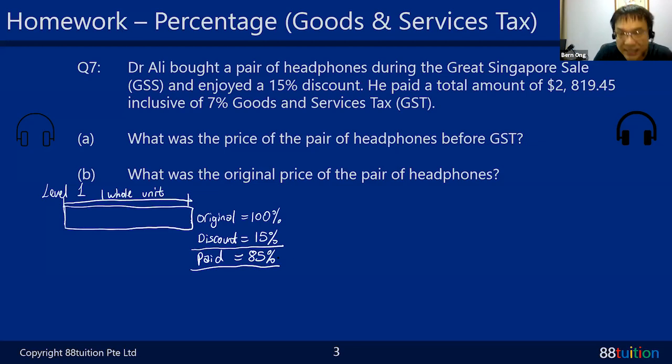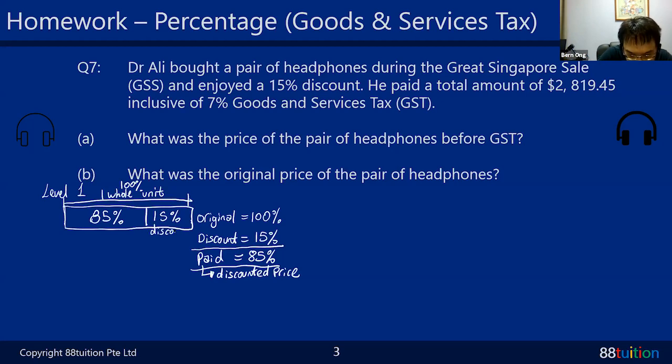And this amount paid can be counted as what? We call this the discounted price. There's another name for this, it's called the discounted price. So in my one whole unit, that is actually 100%. Actually, this is 100% here. And inside the 100%, what happened? Got 85%. Maybe down here, 85% is what? The discounted price. And 15% is the discount.